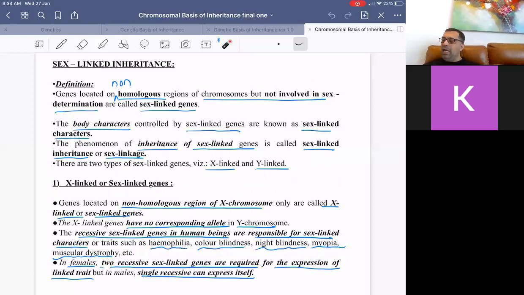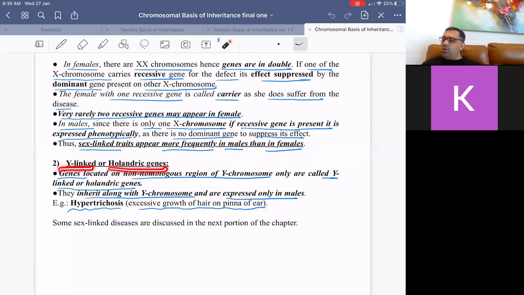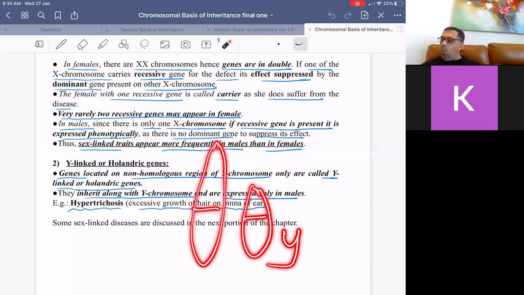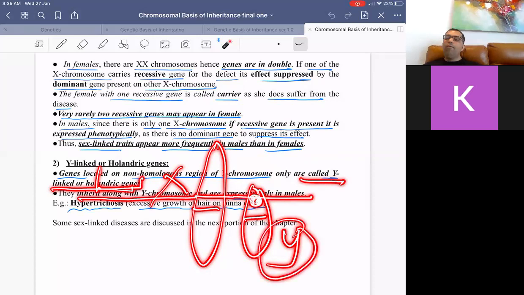Then you have Y-linked or holandric genes. Genes located on the non-homologous region of the Y chromosome are called Y-linked or holandric genes. Holandric. Andric, androecium. Wholly and solely in males. And they are inherited with the Y chromosome and express only in males. Females do not have a Y chromosome at all. So a defective gene on the Y chromosome will always express, but only in males.